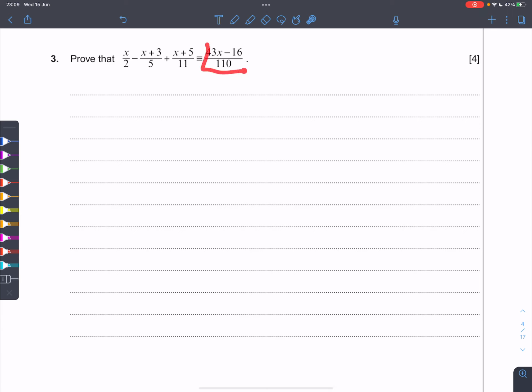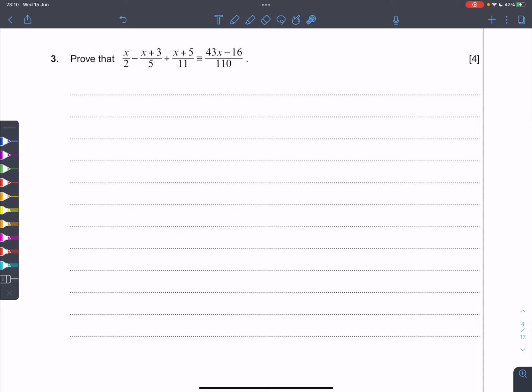So I'm not going to worry about the right-hand side at all. I'm just going to focus on the left. Because we've got 3 fractions, 1, 2, 3, with a denominator of 110, because that's the lowest common denominator of those 3.